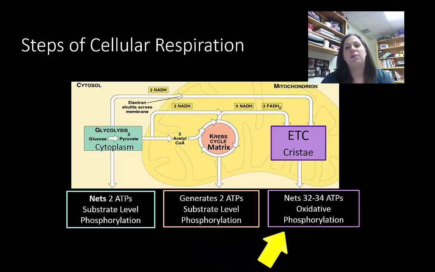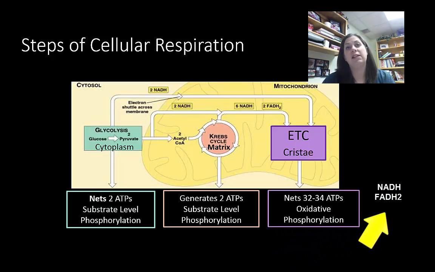The last stage here, the ETC, you'll notice actually produces a lot more ATP, 32 to 34, but it does it through oxidative phosphorylation. In this case, that's where the transfer of hydrogens is going to come in, where we have those electron carriers of NADH and FADH2. They're going to be sending those hydrogens over to do chemiosmosis to create a maximum amount of energy here, 32 to 34 ATPs. So guys, it's important to know which ones do substrate level phosphorylation and which ones do oxidative phosphorylation.